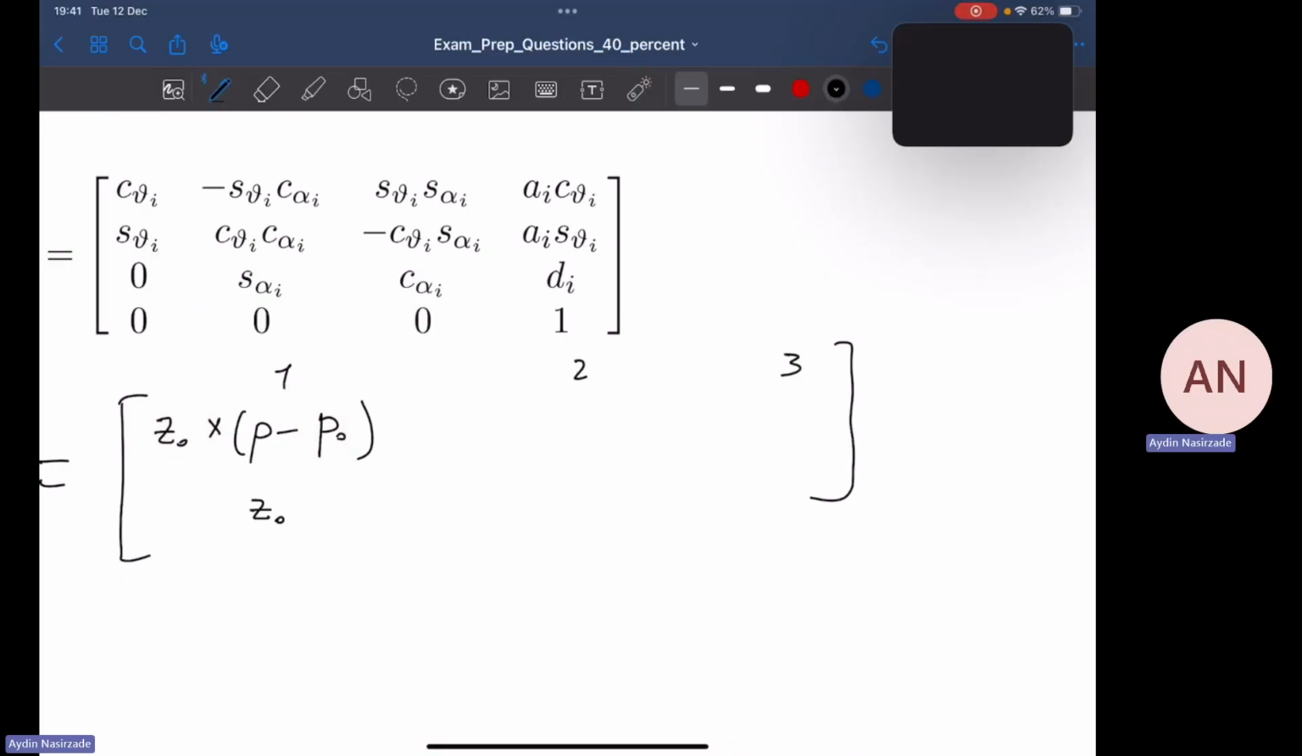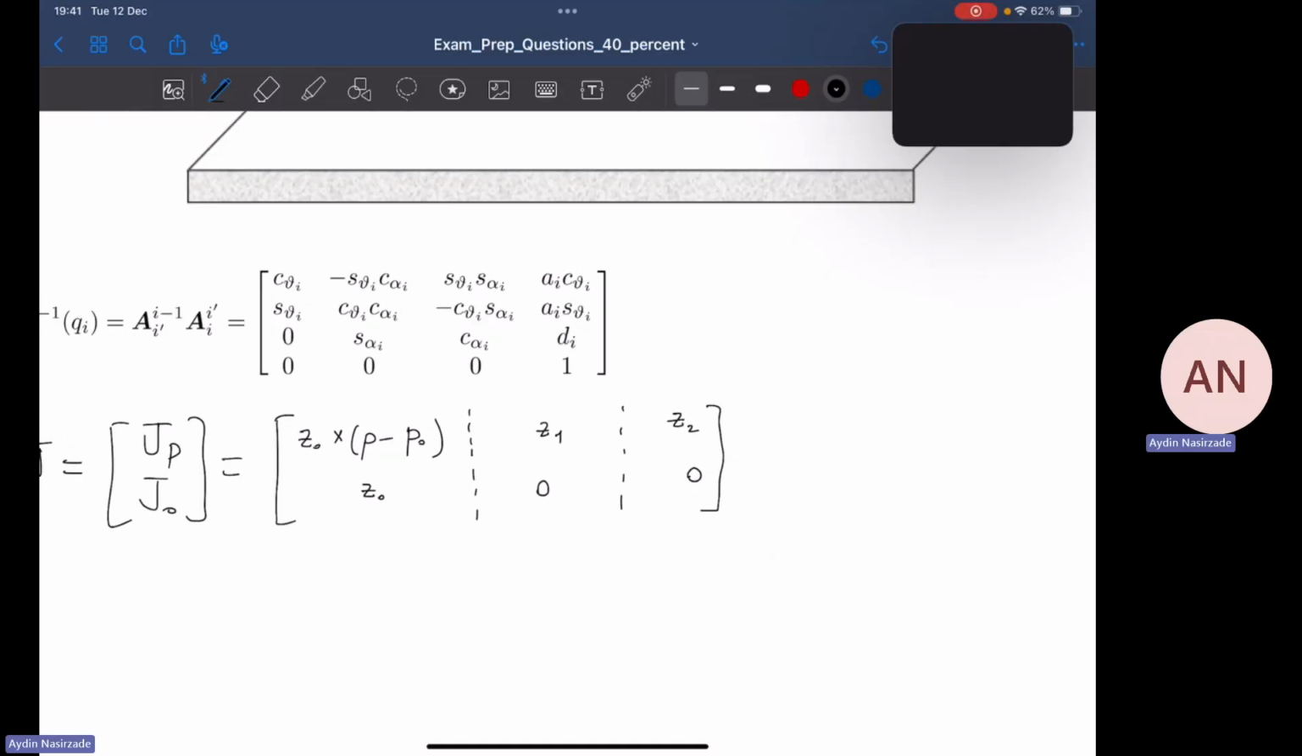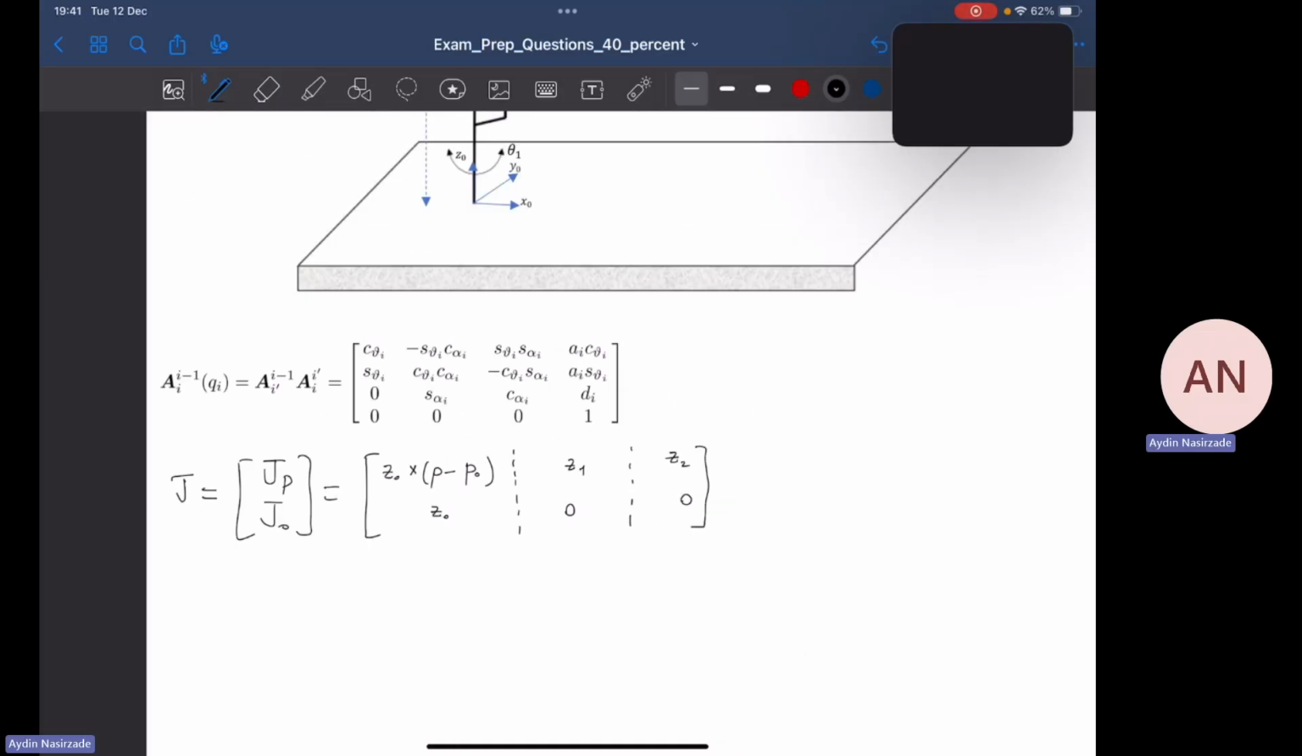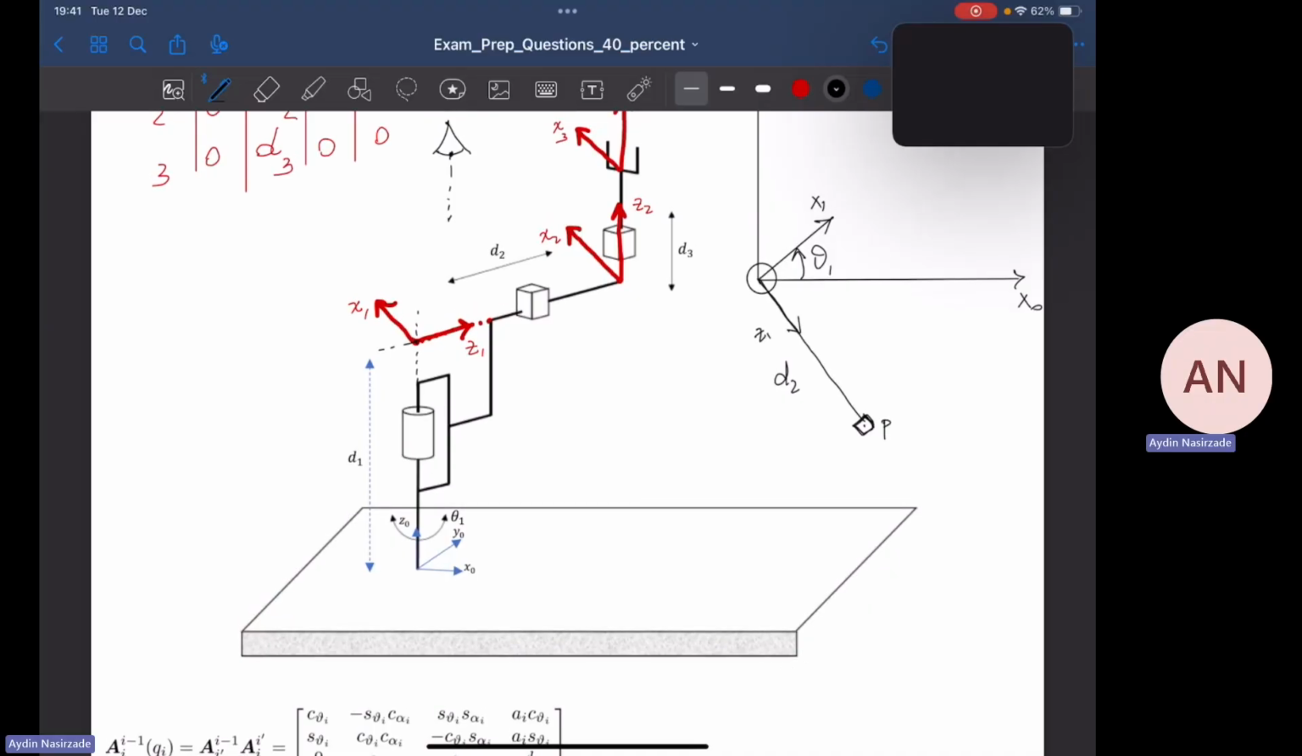For the second joint, which is a prismatic joint, I have Z i minus 1, which is 2 minus 1, Z1, right? And for the angular velocity contributions, I have 0 here. Finally, for the third joint, which is a prismatic joint as well, it's going to be Z3 minus 1, which is Z2, and 0 here. This is the formula for the Jacobian matrix of this specific manipulator.